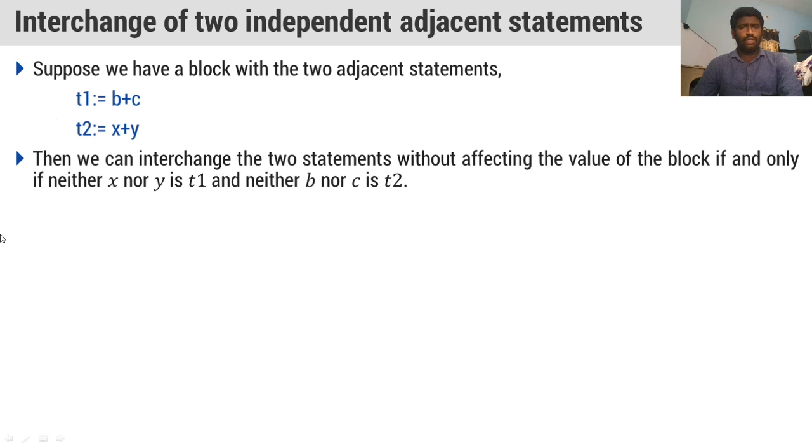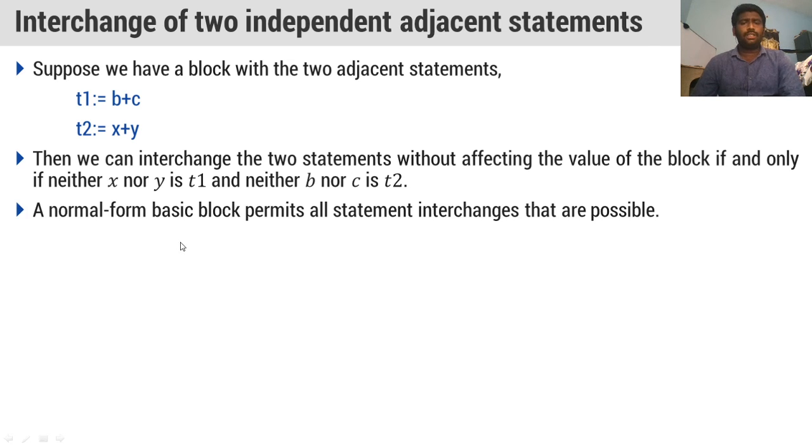Why? Because they are two independent statements. These two are independent adjacent statements. We can interchange these two statements without affecting the value of the basic block. That is called interchange of two independent adjacent statements. So in the basic block, interchanges are possible. The basic block permits all statement interchanges that are possible, which are independent statements.